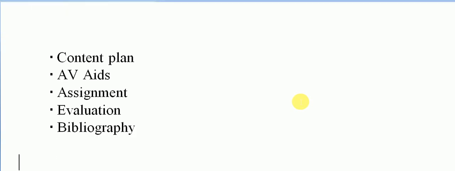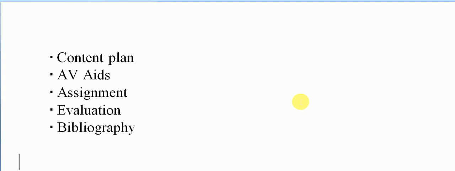Content plan, as we know, the content plan defines the AVAID. It is the content plan. Introduction of AVAID, type of AVAID, it is the content plan. AVAID means which AVAID are used during the lecture: PPT, poster, blackboard and chalk, multimedia projector, whatever.